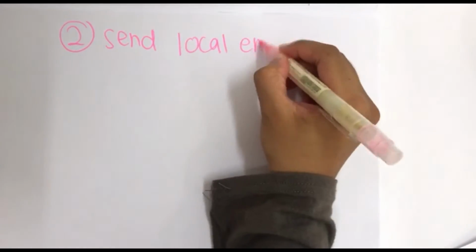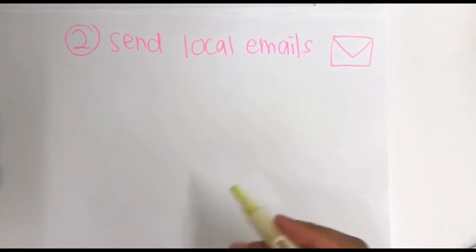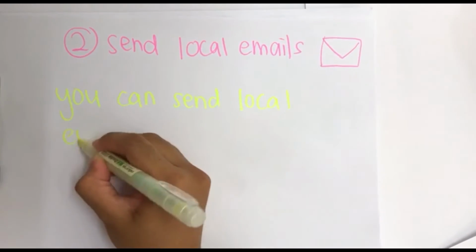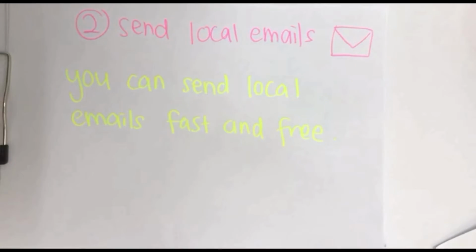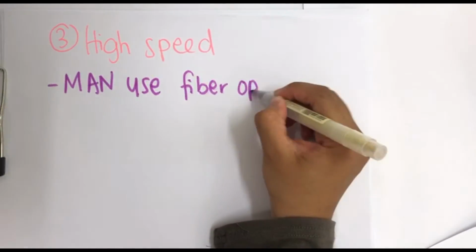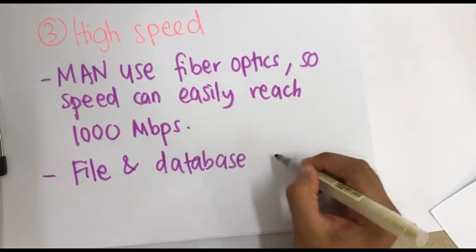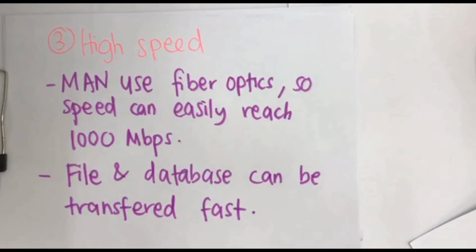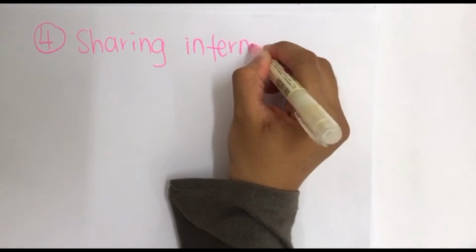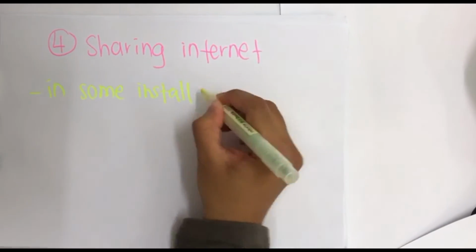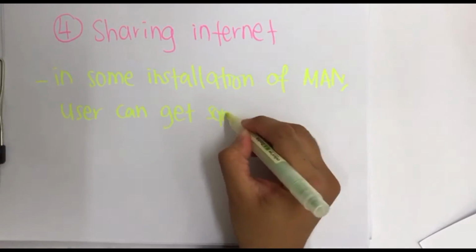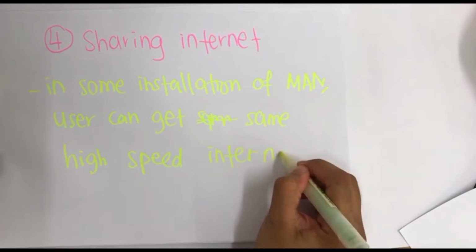Secondly is send local emails. You can send local emails fast and free. Thirdly is high speed. MAN uses fiber optics, so speed can easily reach 1000 Mbps, and files and databases can be transferred fast. Next is sharing the internet. In some installations of MAN, users can get the same high-speed internet.